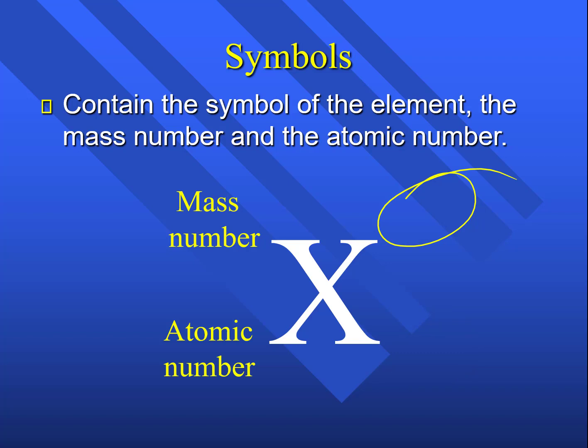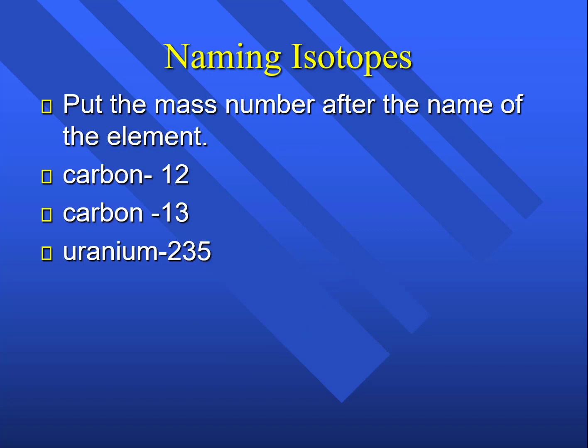We're not going to worry about the charge part right now. So when I ask you to calculate the atomic number, mass number, how many protons, neutrons, electrons, and to write the symbol, it includes the capital letter with the mass and the atomic number there. So we have to be able to talk about the different kinds of isotopes. So how do we write the names? Well, all you do is put the mass number after the name of the element.